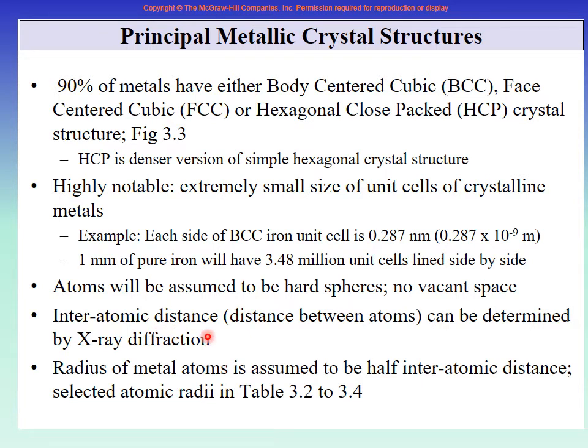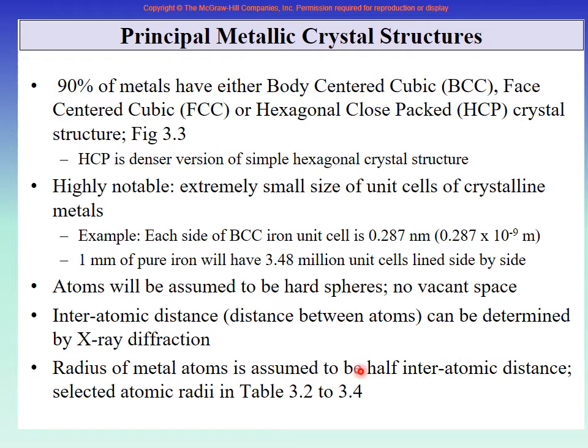Interatomic distance from one atom to the other atom, we will see later on, can be determined by a technique called X-ray diffraction, XRD. We will see it later on. The radius of metal atoms is assumed to be half the interatomic distance. This is the other big assumption.